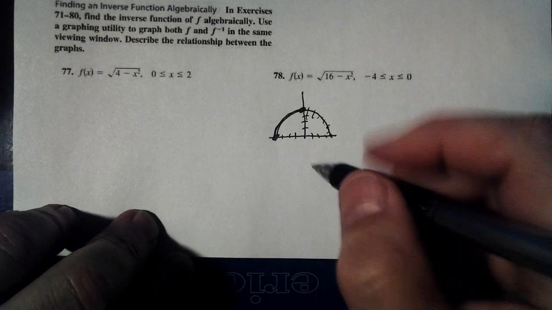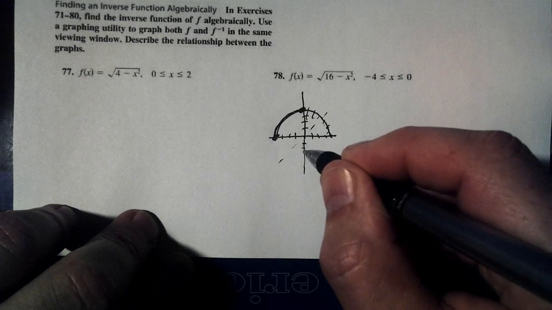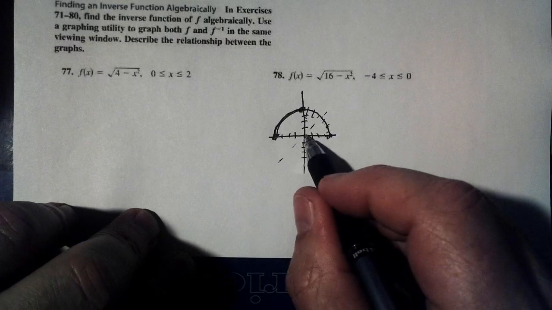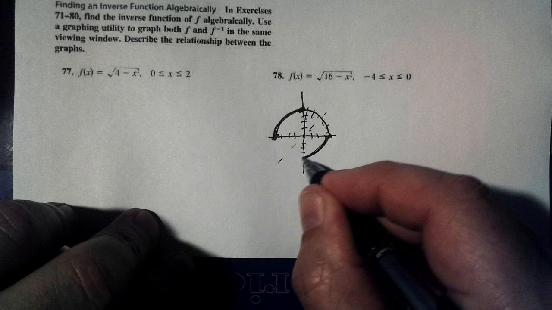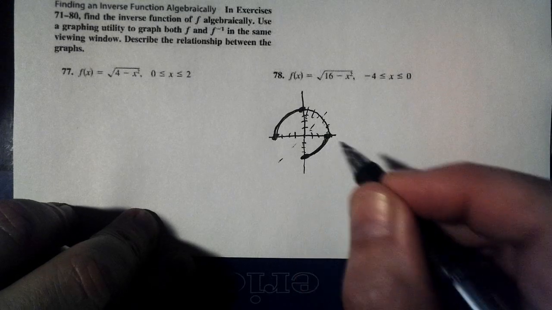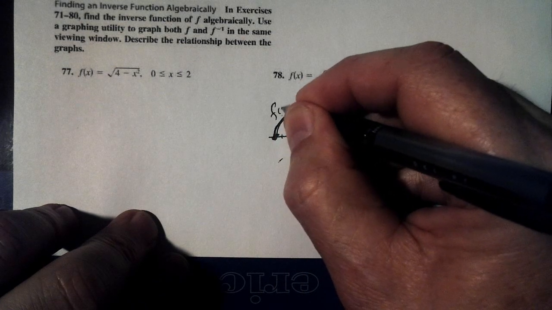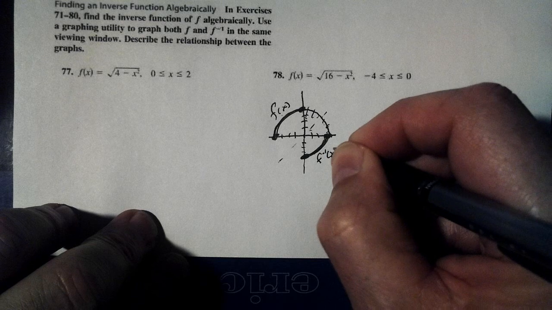And if we were to reflect that through y equals x, I think pretty clearly 0, 4 would become 4, 0. Negative 4, 0 becomes 0, negative 4. We're looking for that part right there, aren't we? If this is f of x right here, here's f inverse of x right there.